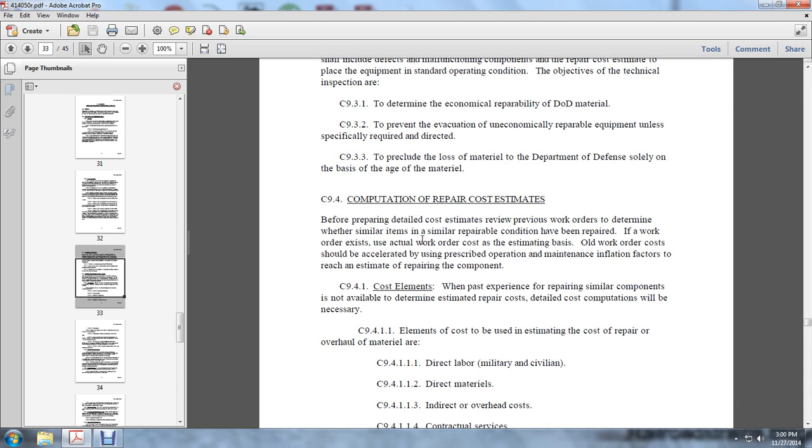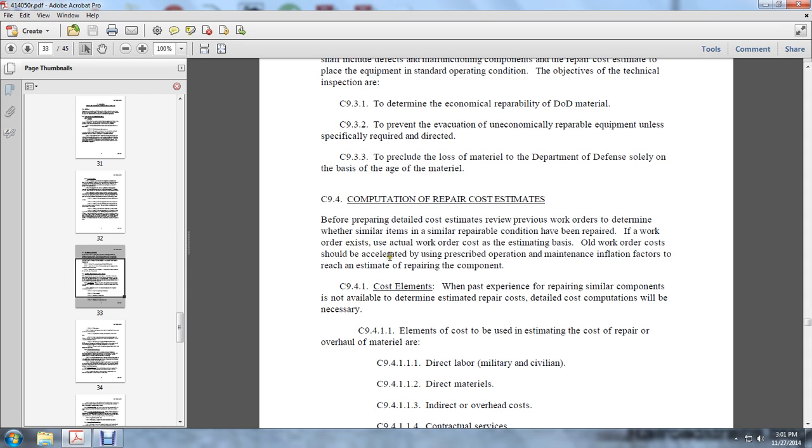Computation of repair cost estimates. Before preparing detailed cost estimates, review previous work orders to determine whether similar items with similar repair conditions have been repaired. If a work order exists, the actual work order cost is the estimate basis. Old work order costs should be escalated using prescribed operation and maintenance inflation factors to reach an estimate of repairing the component. When past experience for repairing similar components is not available to determine estimated repair costs, detailed cost computations will be necessary.